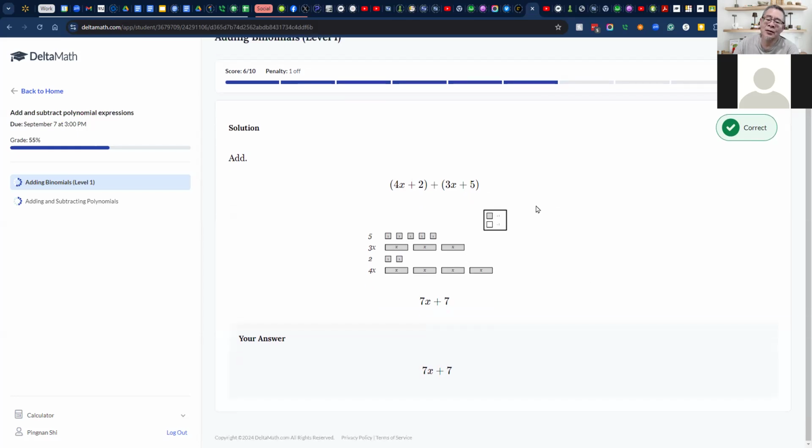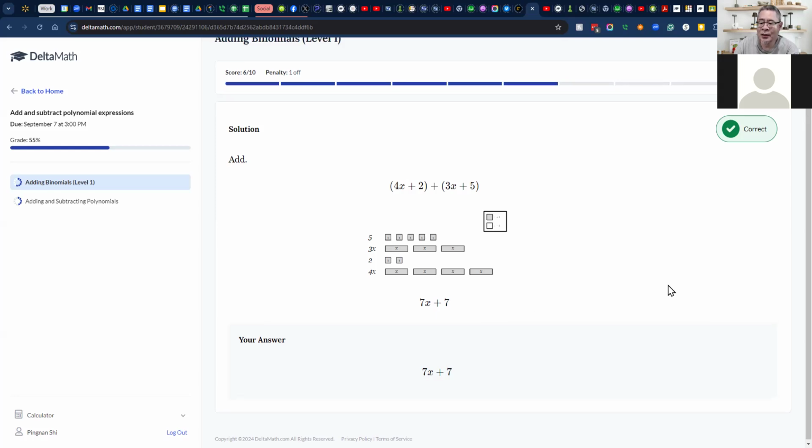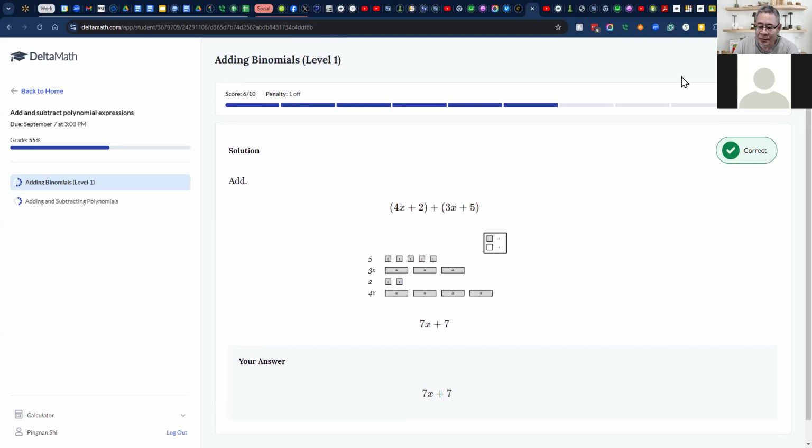Once you know how to do it, you don't go through this model. This is the model they use. So 5 ones, and there are 3 x's. So put x, x, x. Then you've got 2 ones. Then you've got 4 x's. So when you add together, of course, you get 7x plus 7. So that is the answer. Good. Once you're done with one, just go to the next problem.